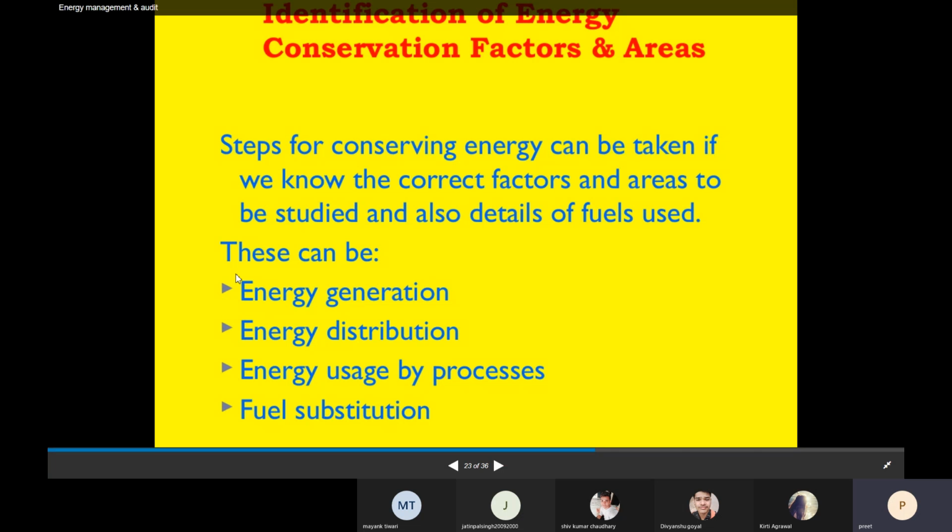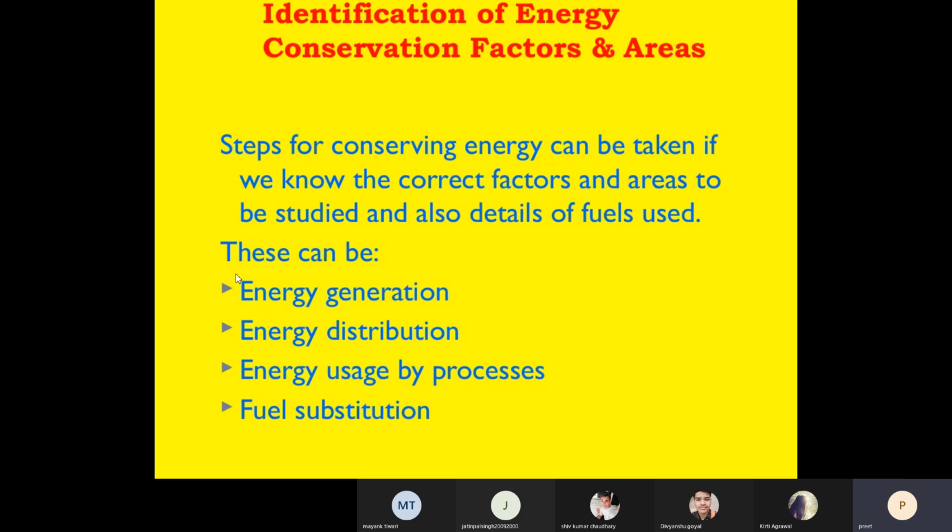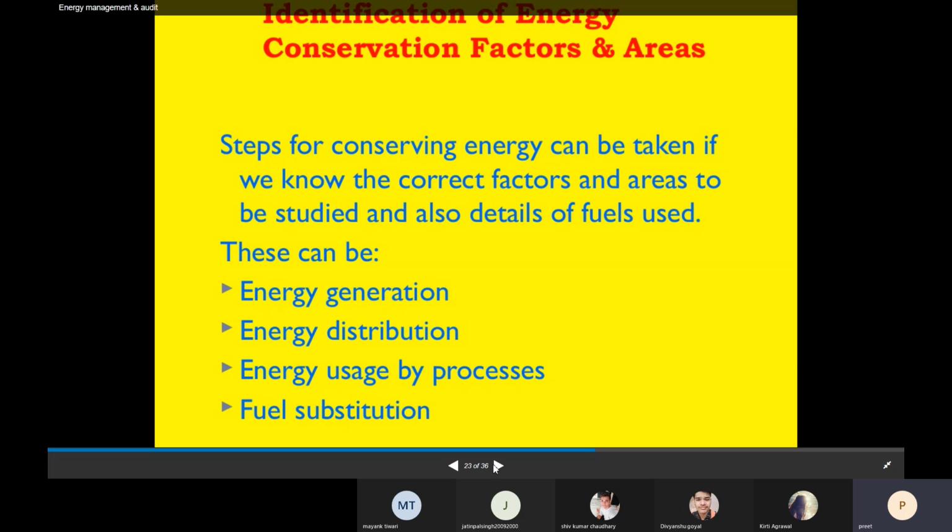This can be energy generation, energy distribution, energy usage by process, or fuel substitution. So we need to know which factor we need to focus on. These factors could be energy generation, energy distribution, energy usage by process, or fuel substitution. It can be anything.